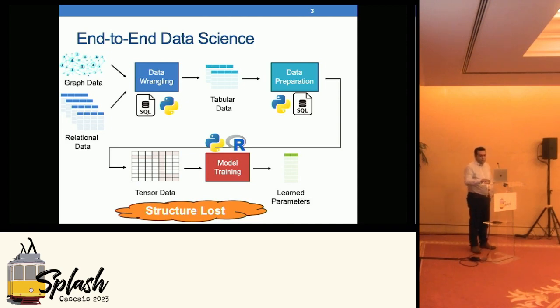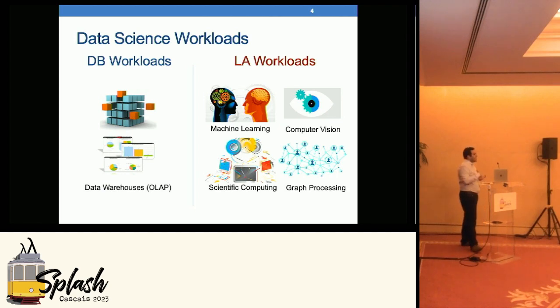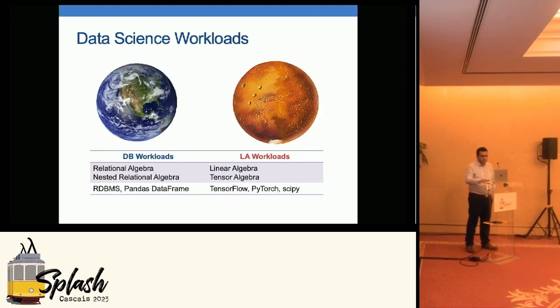If we zoom into them, we usually see that they are dealing with two types of workloads. Either they are database-ish workloads or they are tensor-ish or linear algebra-ish workloads. For example, data warehouses use relational data and issue SQL queries, while machine learning, computer vision, and graph processing issue something inspired by linear algebra. But these are two completely separate worlds.